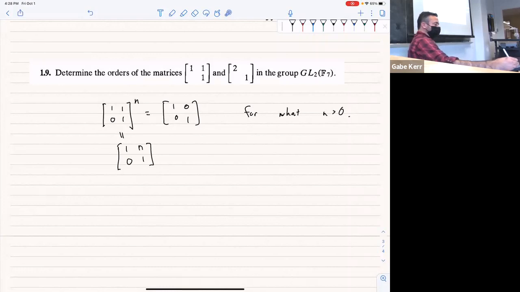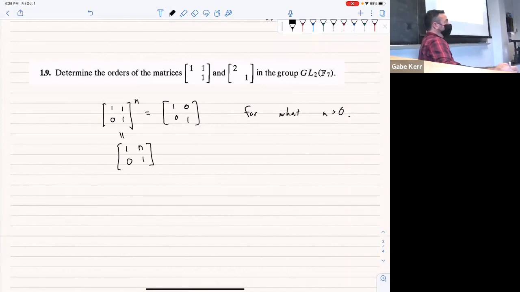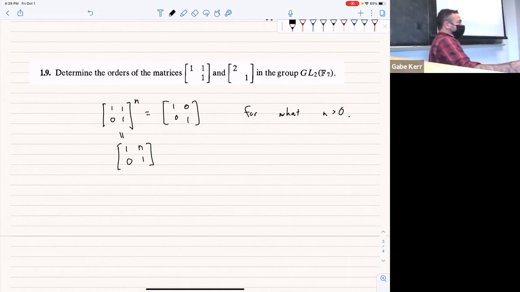This is GL2 of F7. So what's the order? Is it 7? Yes, 7. You want this to be the identity, so you want this to be 0. n is 0 mod 7 when n is 7. Of course, n is greater than 0.